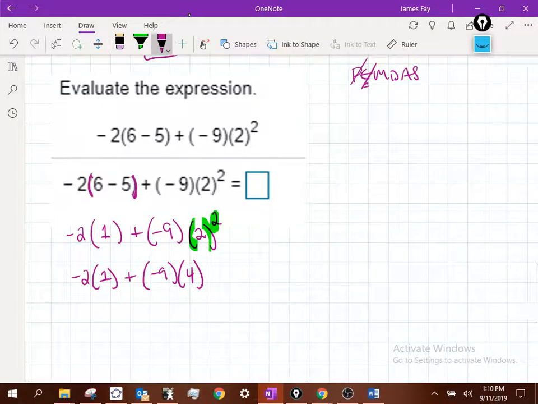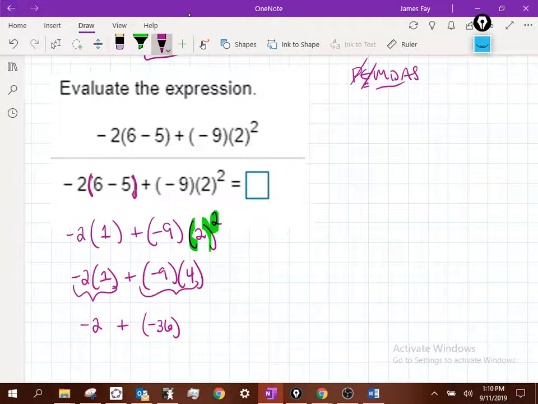Done with exponents. Now I got to go multiply, divide, left to right. So what's that one going to give me? Negative 2. What's that one going to give me? Negative 36. Good. And they're stuck together with addition, right? Well, I've got negative 2 plus the opposite, so that turns into subtraction. What's negative 2 minus 36? Negative 38.